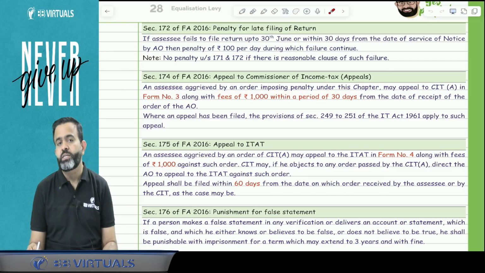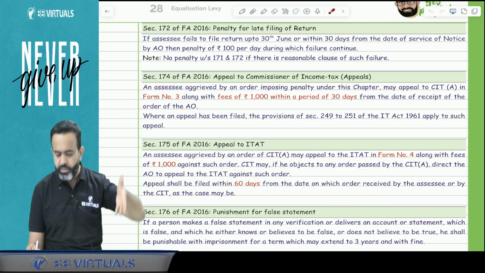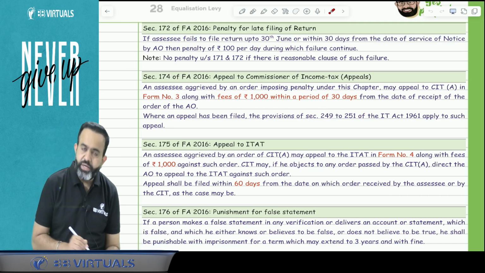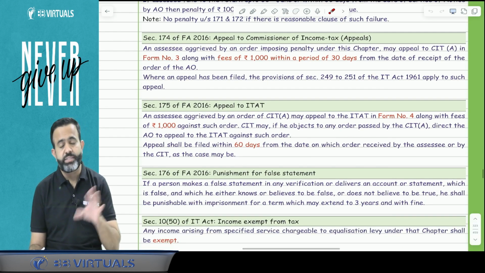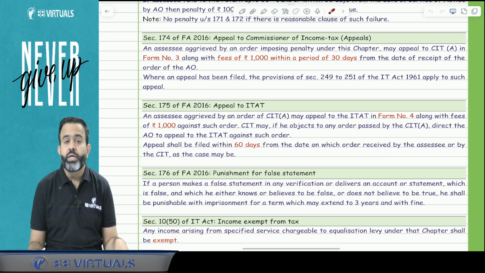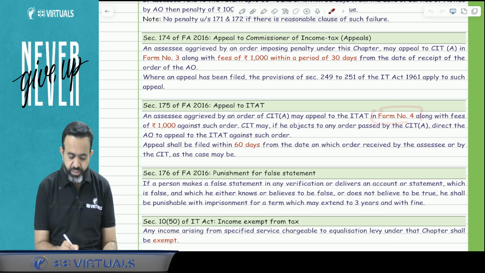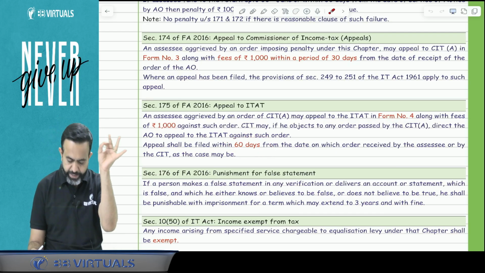Now all the appeal procedure will be the same as whatever we have discussed under the Income Tax Act 1961. In the appeal topic, there is the CIT appeal related to sections 249 to 251. The same sections apply here also. Now suppose you receive the order of the CIT appeal, and the income tax department or the assessee is not satisfied with the order, then they can file an appeal to the ITAT. The ITAT appeal is filed in Form number 4, there is a fee of 1000 rupees, and it can be filed within 60 days from the date of receipt of the order of the CIT appeal.